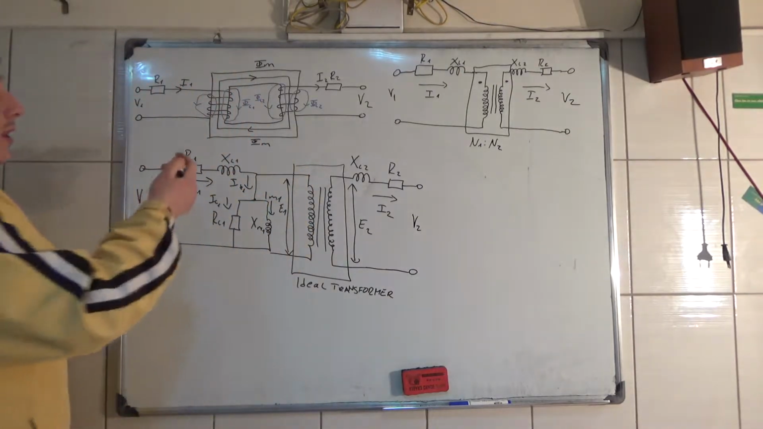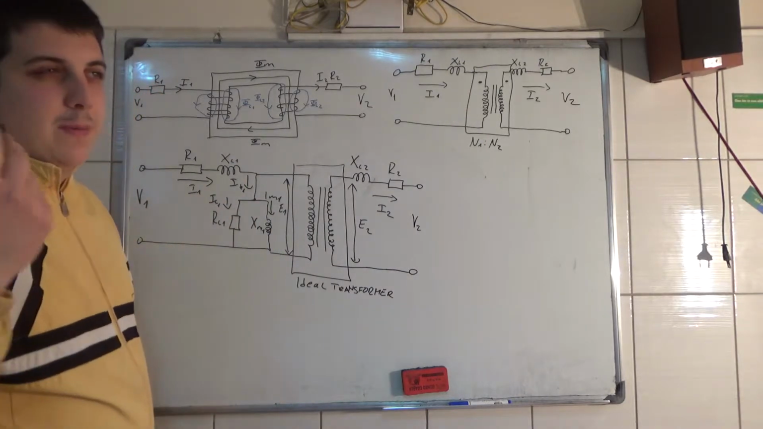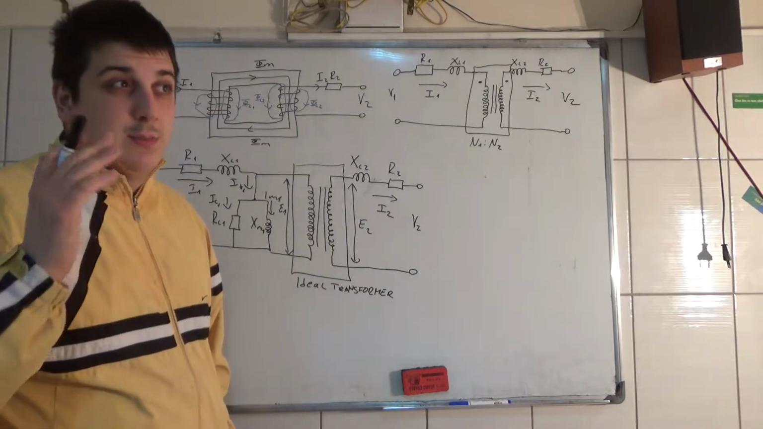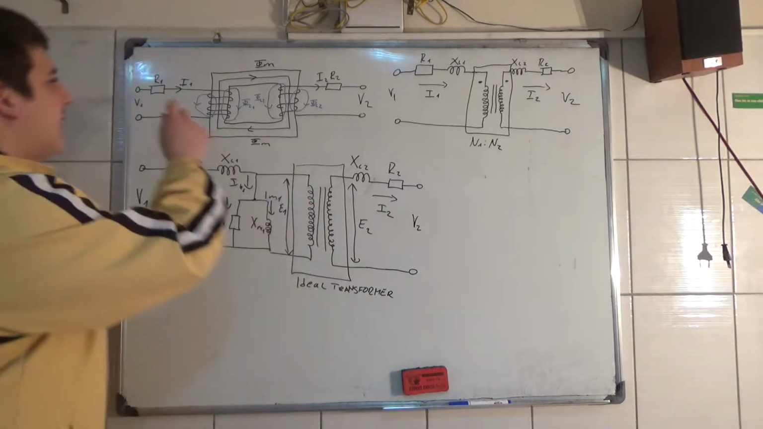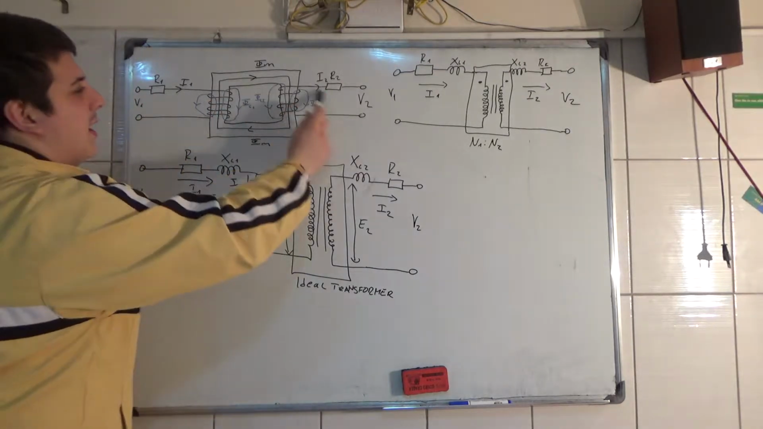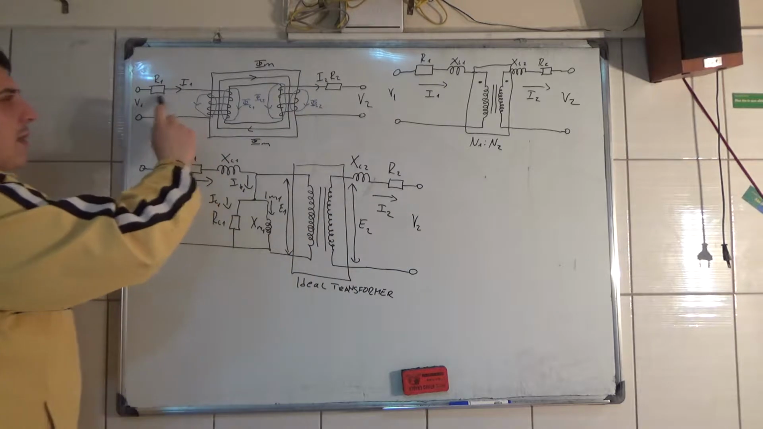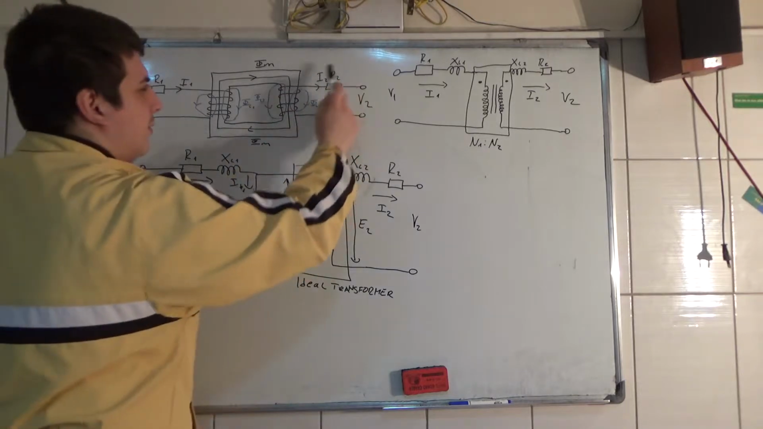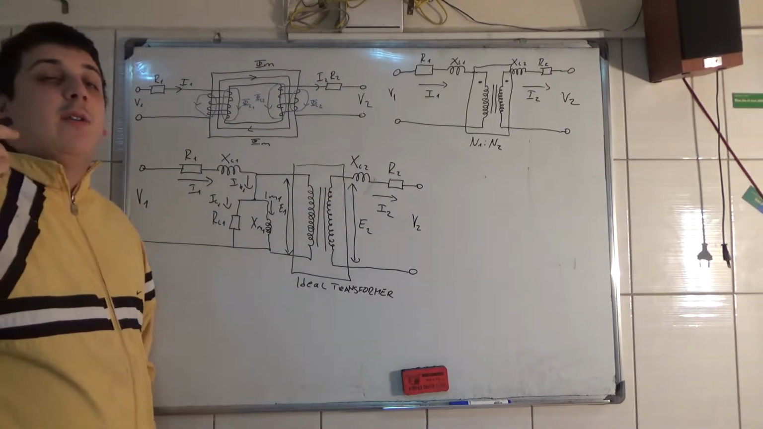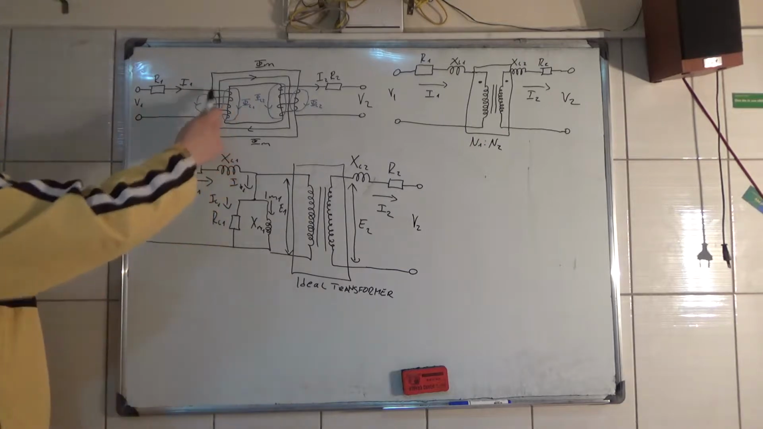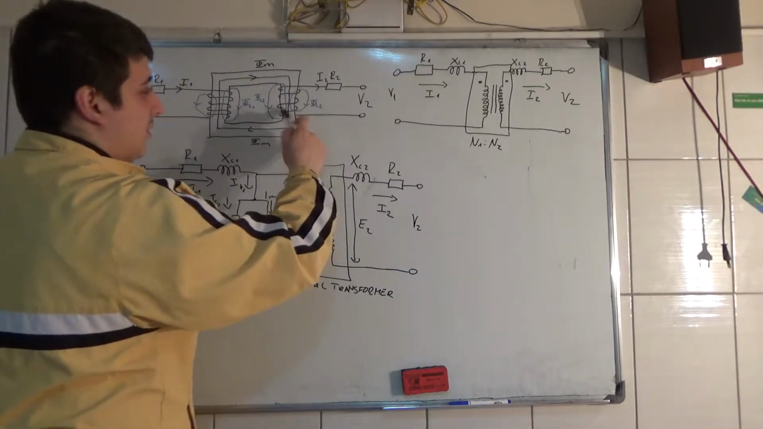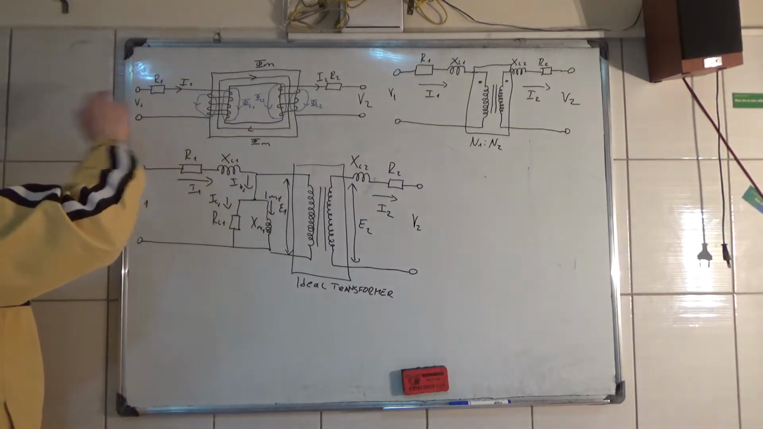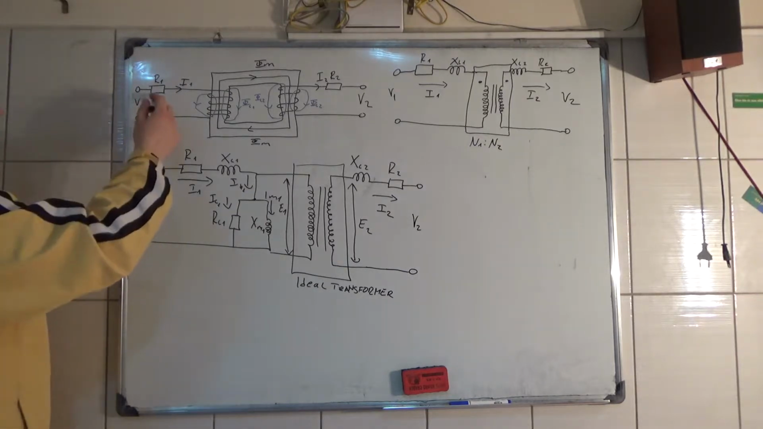For a better look, we can put this resistance in series with the winding. So R2 is in series with this winding over here, and R1 with this one. R1 and R2 are the winding resistances of the transformer. As I always do, I use a rectangle as the symbol for a resistance.